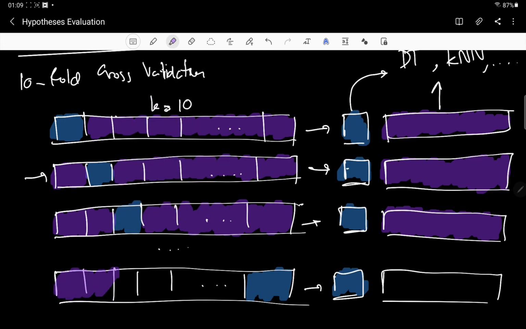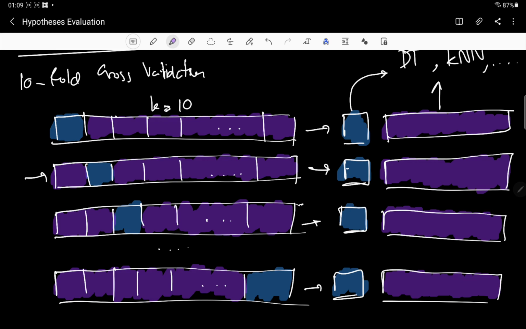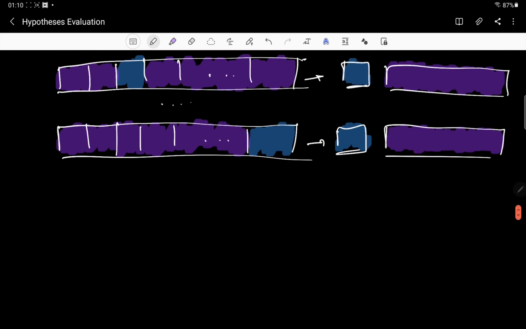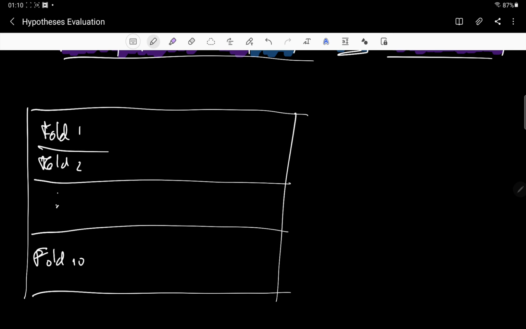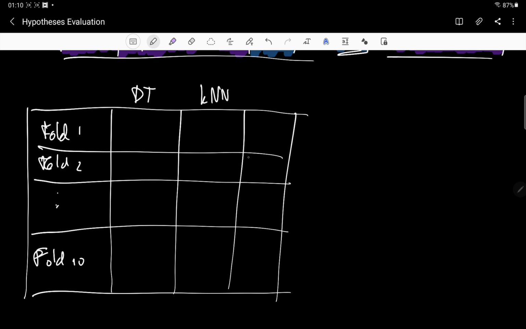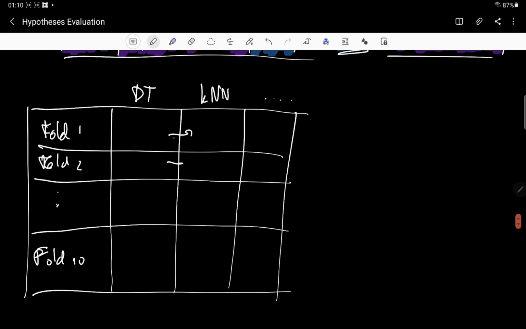We call this tenfold cross validation. After this, if you want to compare two training models or more, you must compare the results, because after this you will get, for example, in fold number one, fold number two, up to fold number 10, the accuracy from decision tree, from KNN, and from any other. Now you will have 10 pairs of data.